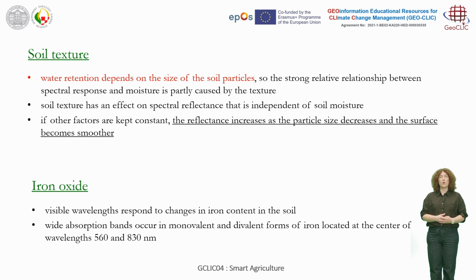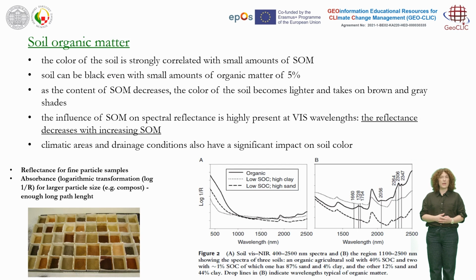Iron oxide has wide absorption bands in the wavelengths of the visible part, 560, and then in the near infrared around 830 nanometers. Soil organic matter. Soils with higher soil organic matter content are darker. The color of the soil is strongly correlated with small amounts of soil organic matter. So soil can be black even with small amounts of organic matter of 5%, for example. But the rule is, as the content of the soil organic matter decreases, the color of the soil becomes lighter, so reflectance increases. With increasing soil organic matter is the opposite.